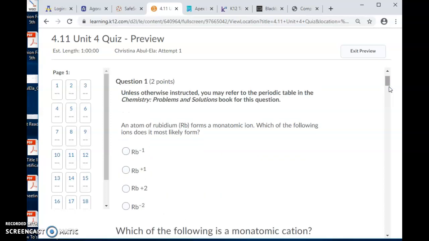Question number 1. An atom of rubidium forms a monatomic ion. Which of the following ions does it most likely form? Rubidium -1, rubidium +1, rubidium +2, or rubidium -2. You can use and should use a periodic table for this quiz.